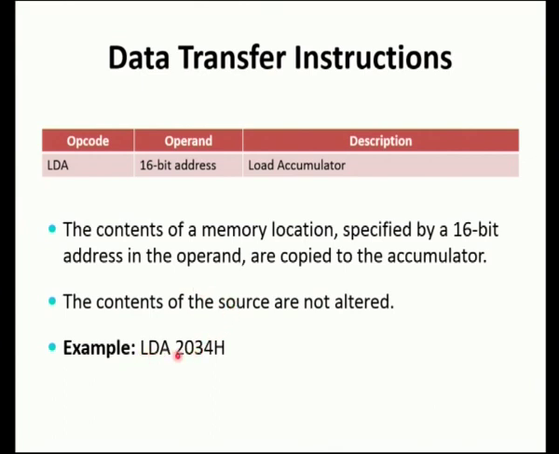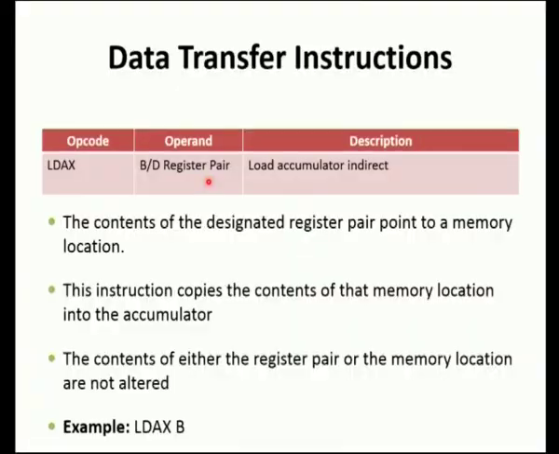Example: LDA 2034. Suppose 40 is stored in 2034. After executing this instruction, the content of 2034, which is 40, is moved to the accumulator, because the accumulator is an 8-bit register.